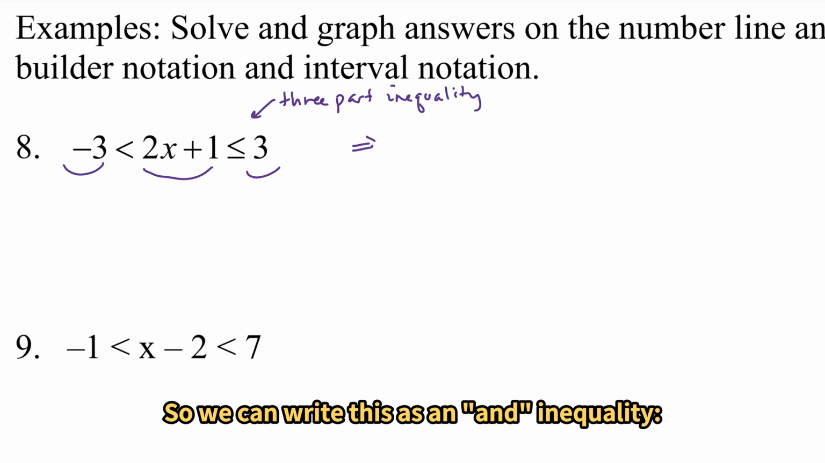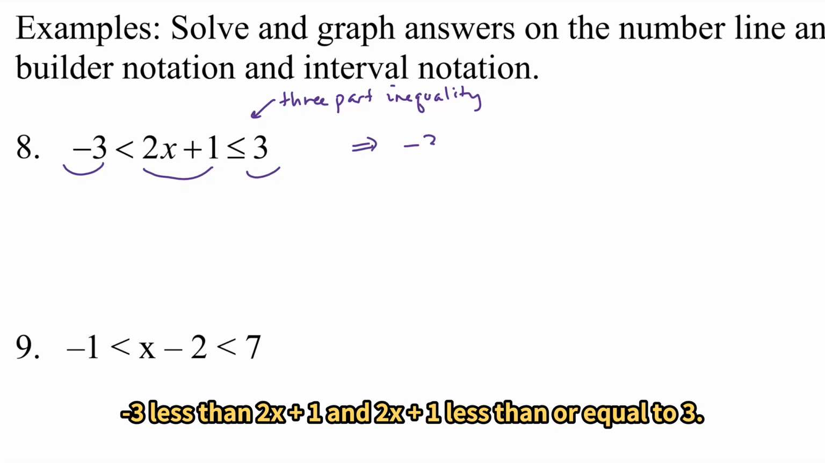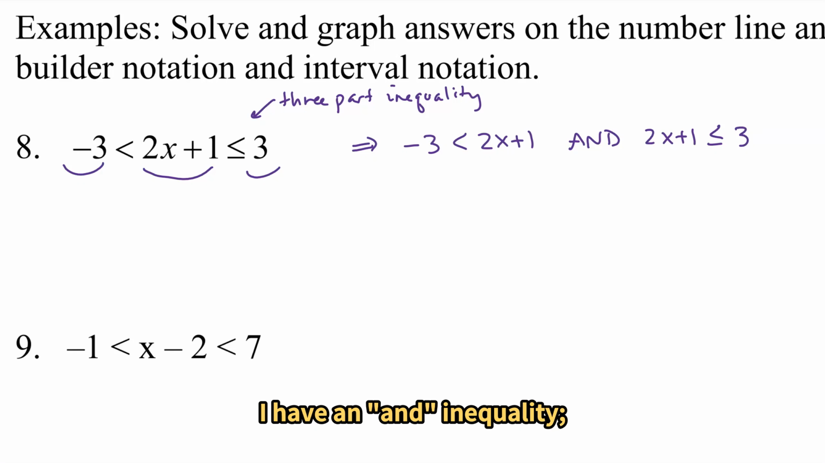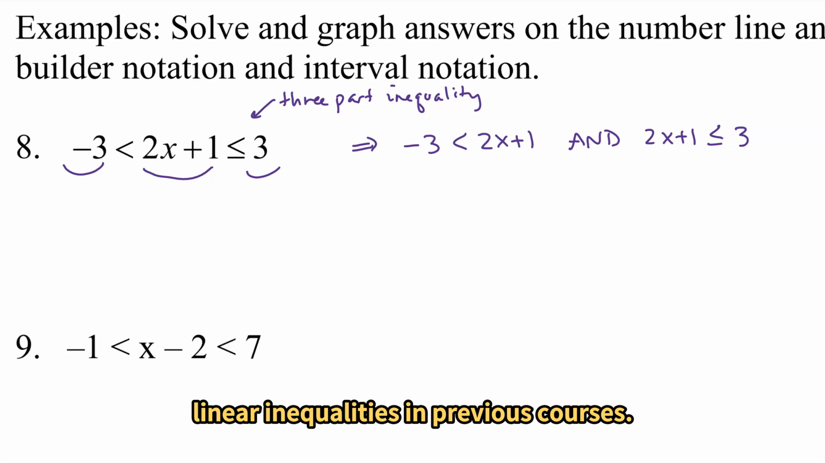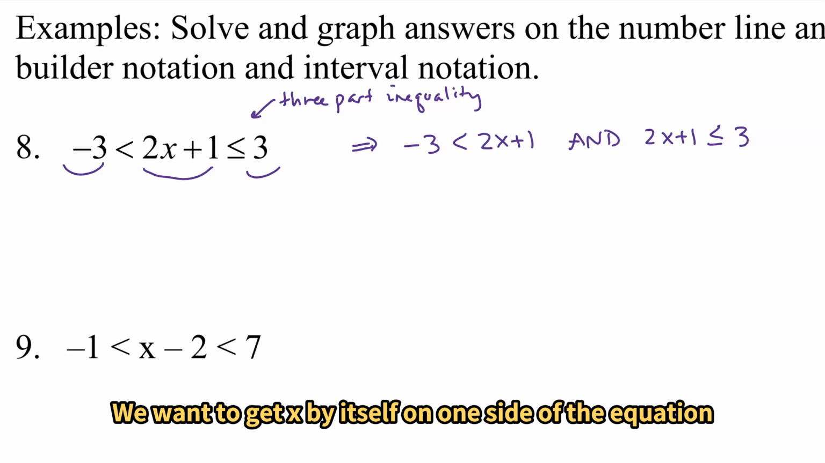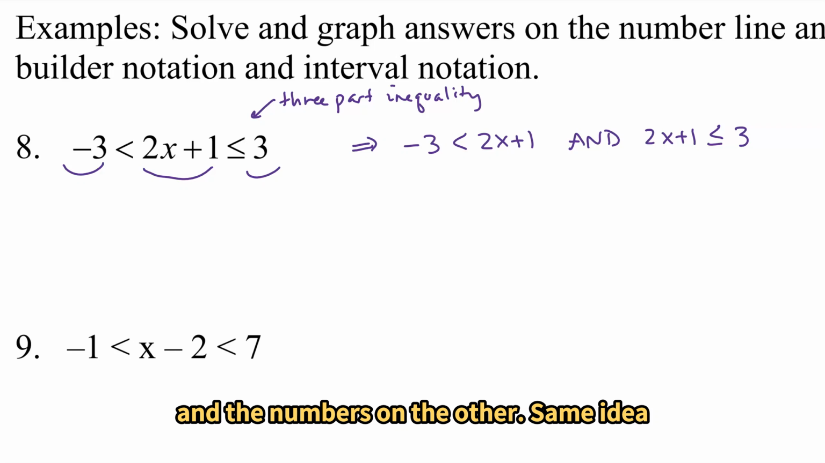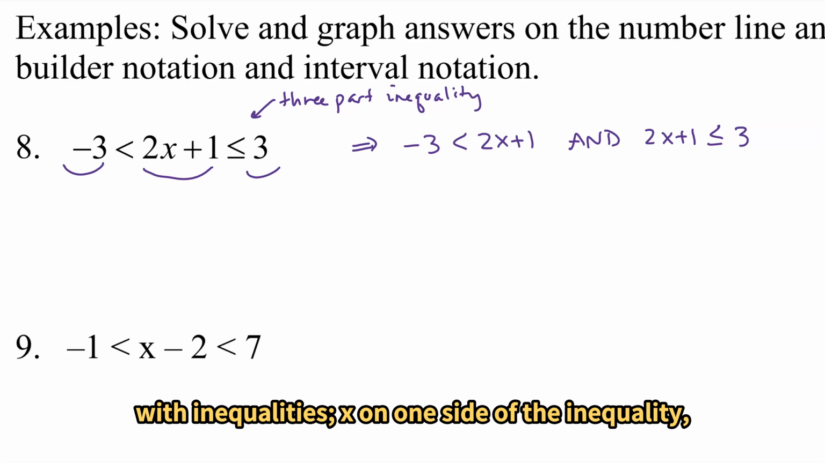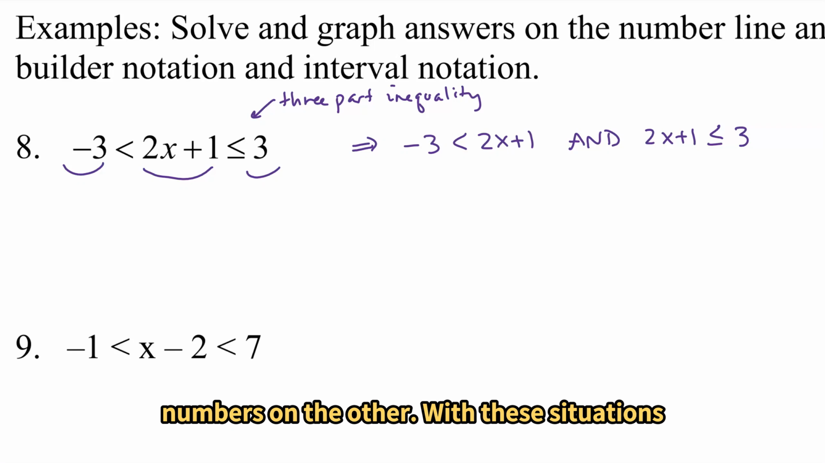So we can write this as an and inequality, -3 less than 2x plus 1, and 2x plus 1 less than or equal to 3. I have an and inequality. I can solve it just like we solved linear inequalities in previous courses. The idea is just like solving linear equations. We want to get x by itself on one side of the equation and the numbers on the other. Same ideas with inequalities. X on one side of the inequality, numbers on the other.